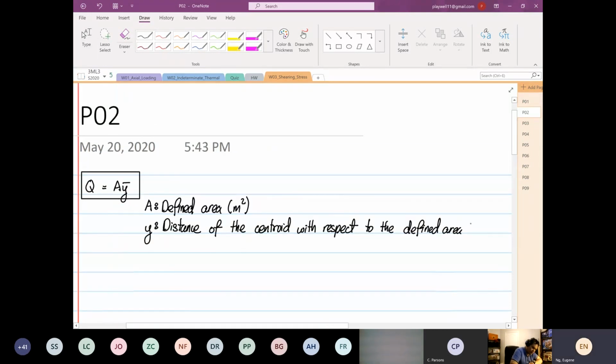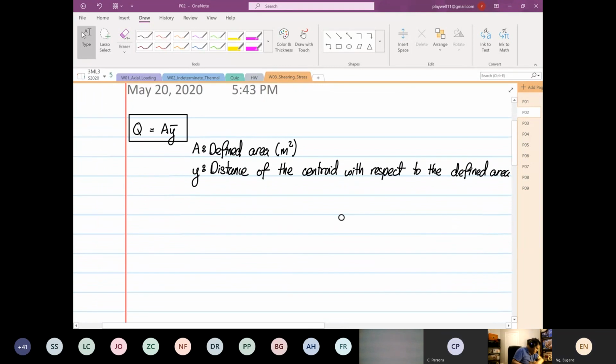So the units is in meters. If it is inches, then you go inches. Okay. And then I corresponds to the second moment of area. Okay. And the units will be in meter 4. Okay. So that is the shear flow.